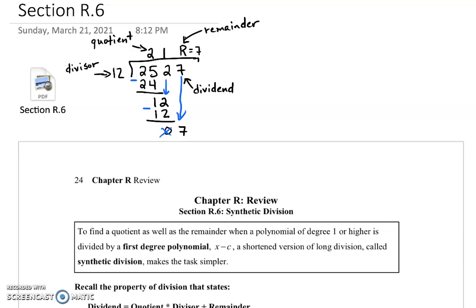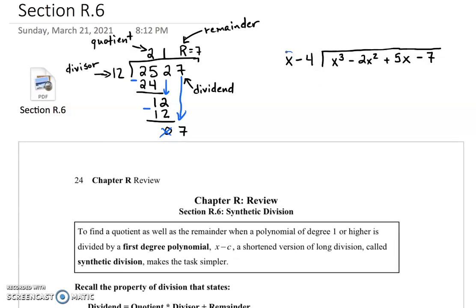We can do the exact same thing with a polynomial. We can divide one polynomial into another polynomial. So let's say I have x minus 4, and I want to divide that into x cubed minus 2x squared plus 5x minus 7. So this is just a tad bit more complicated, but not too bad.